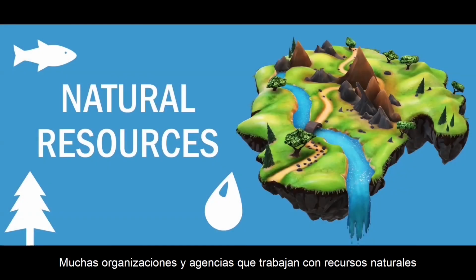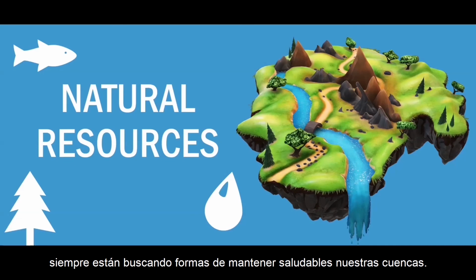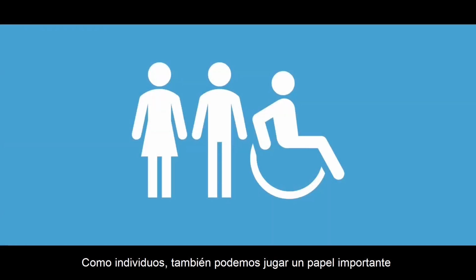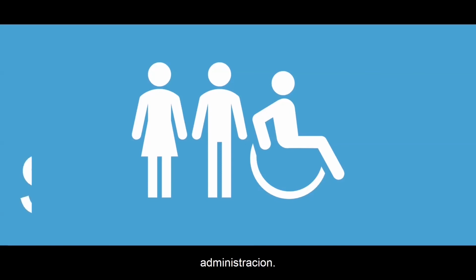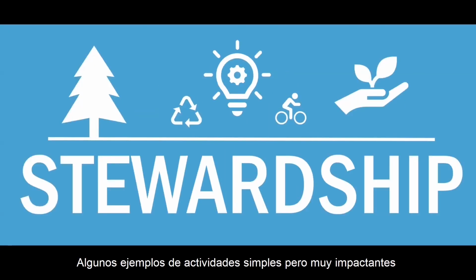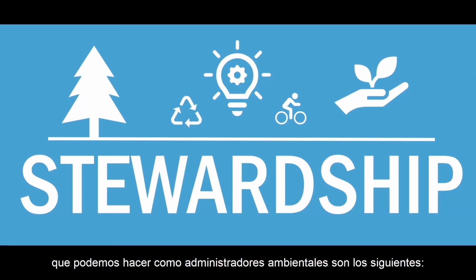Many organizations and agencies that work with natural resources are always looking for ways to keep our watersheds healthy. As individuals, we can also play an important role in keeping our watersheds healthy, and the actions we take to help these natural systems is called stewardship. Some examples of simple but very impactful activities we can do as environmental stewards are the following.